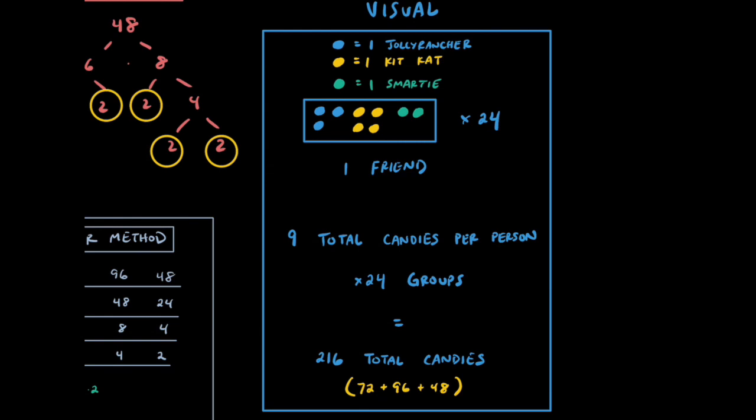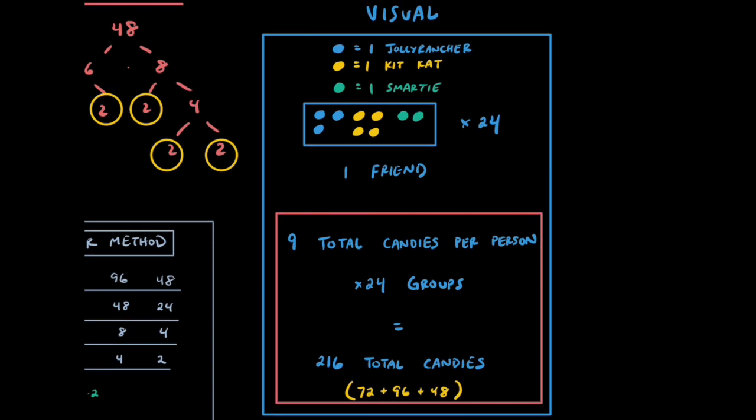Also, since the directions did say to create some sort of visual, I created a diagram where I represent what one person would get. Each person would get 3 Jolly Ranchers, 4 Kit Kats, and 2 Smarties. Since there are 24 people that will get this amount of candy, I wrote times 24 to represent all 24 people. Towards the bottom here, I show some proof as to how I know my answer makes sense. Each of these people is going to get 9 total pieces of candy, times 24, gets us a total of 216 total pieces of candy. If we add up the original numbers of 72, 96, and 48, that also equals 216 total pieces of candy.